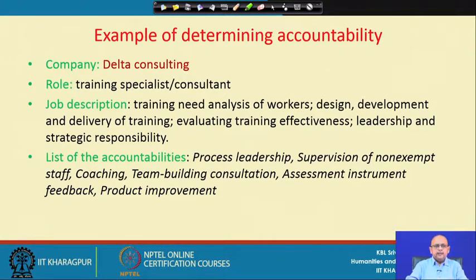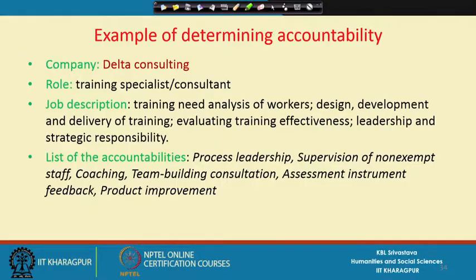So, this is the job description, and based on this you can identify the key accountabilities: process leadership, supervision of non-exempt staff, coaching, team building, assessment instruments, feedback, product improvement. Based on all this you can identify what the key accountability areas are. Once you have been able to identify key accountability areas, your next job is to look at the priority, which one is more important. Is providing leadership to the team more important, or is team building activity more important, or assessment of the employees in terms of ensuring better performance, or the kind of training that is being offered, because training is the product here? So, how can it be made more effective by getting feedback from the employees, to see that it is going to be effective?